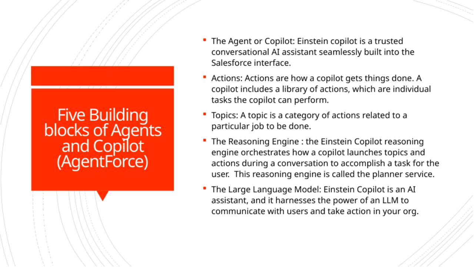Topics are like categories for these actions. They group related actions together based on the specific job or task at hand. This helps the copilot organize its capabilities around your different needs. Moving on, the reasoning engine is a critical component. It's what orchestrates how the copilot launches into different topics and actions during a conversation. Essentially, it decides what to do next to accomplish your goal. In Salesforce, this is called the planner service, and it acts as the brain behind the scenes.